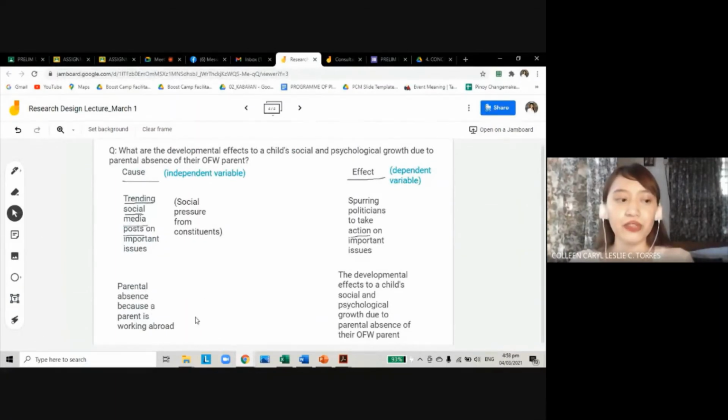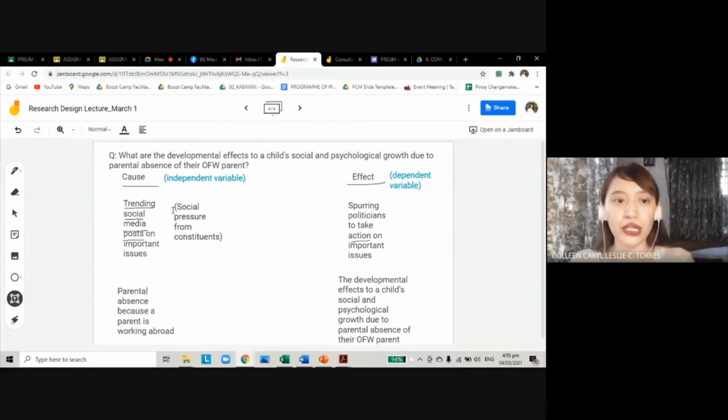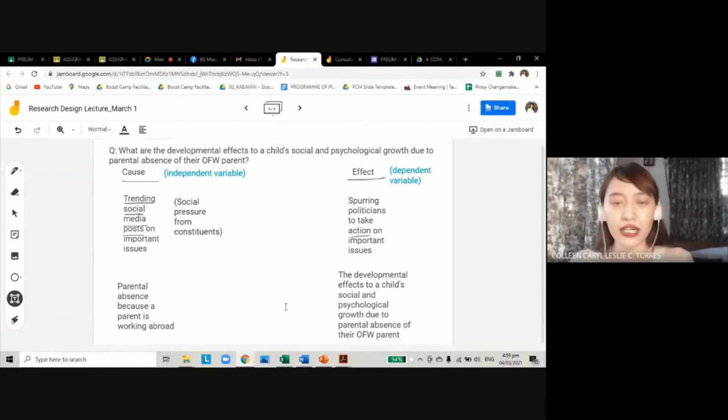So let's say, for example, in the case of the OFW example. So in this case, we see that right now class, we are now going to determine the extraneous variables class, no? So I think it would be good for us to copy this Jamboard. So I'm going to add another box here. So let's put another column sa tunga. What are the extraneous variables?